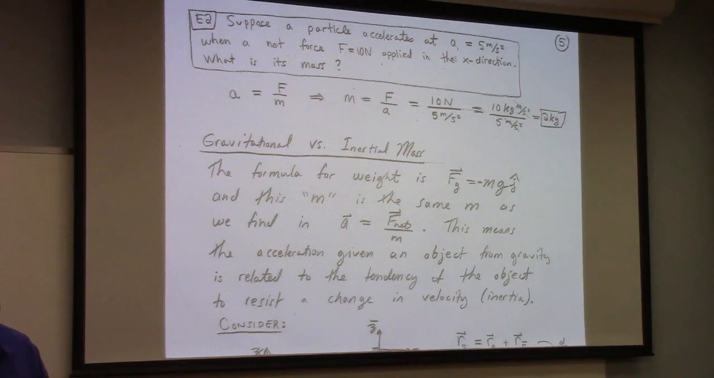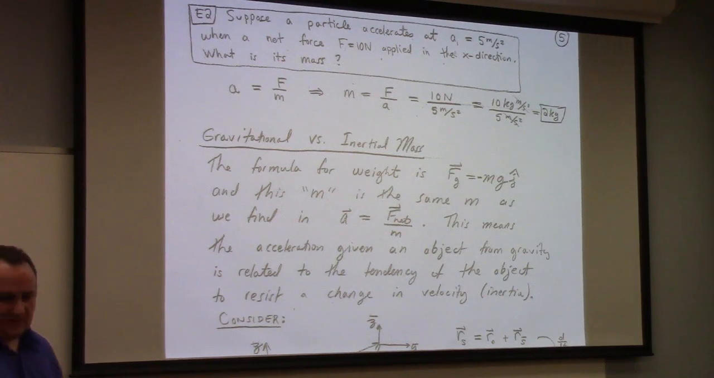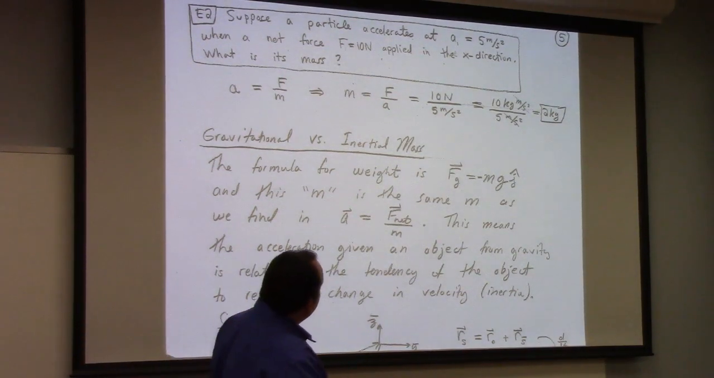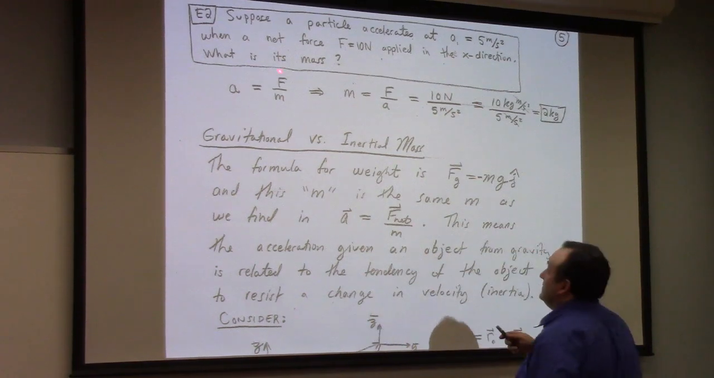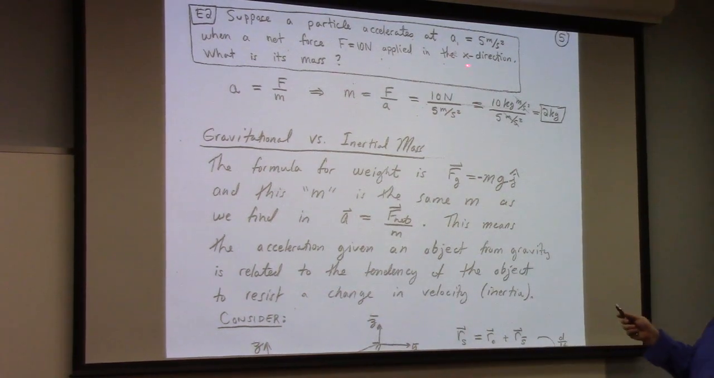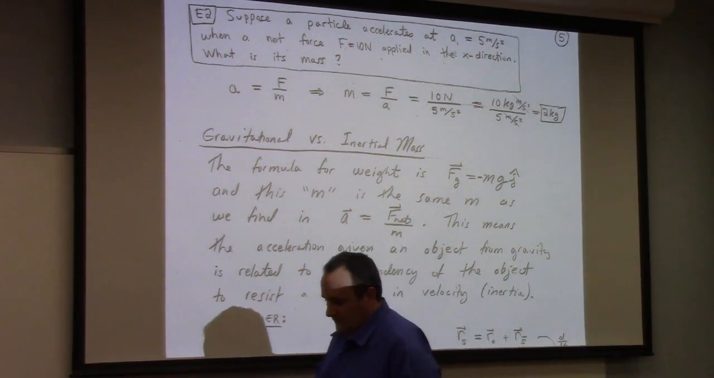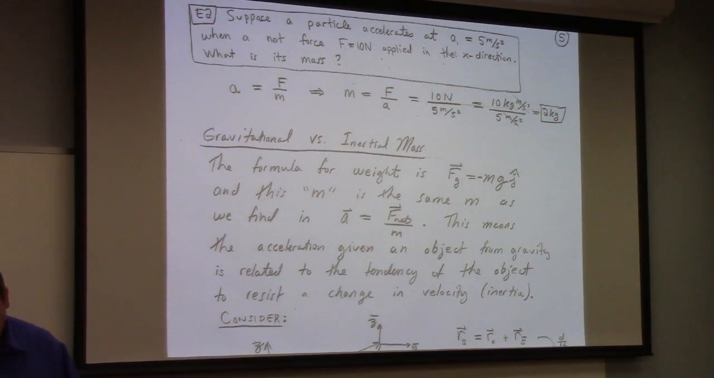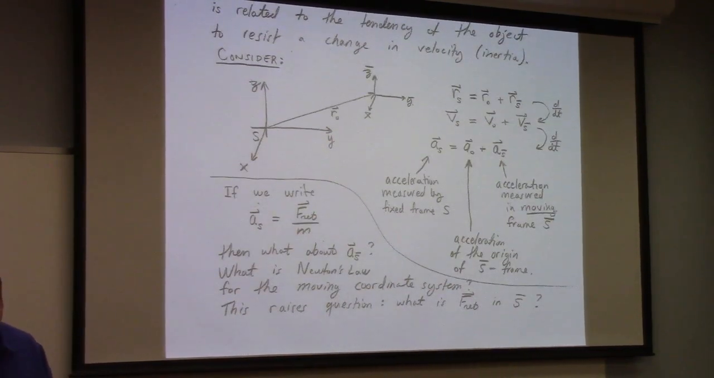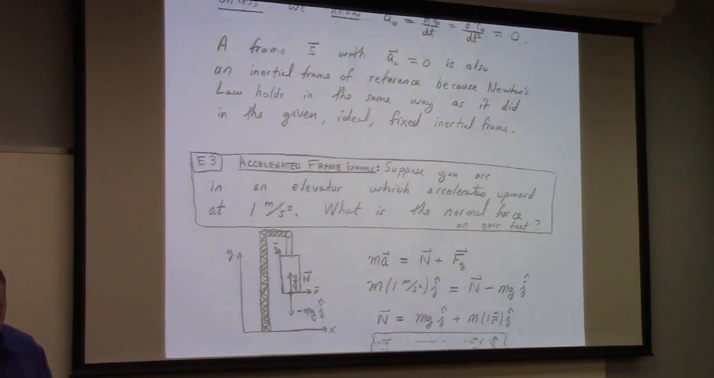So again, an easier example. Suppose you've got a particle that accelerates at 5 meters per second squared with a net force of 10 newtons applied in the x direction. What's the mass? Well, we have a is F over m, so m is F over a, and the mass apparently is 2 kilograms. So they don't have to be hard, right? Some of these problems can be easy. We talked about that before.